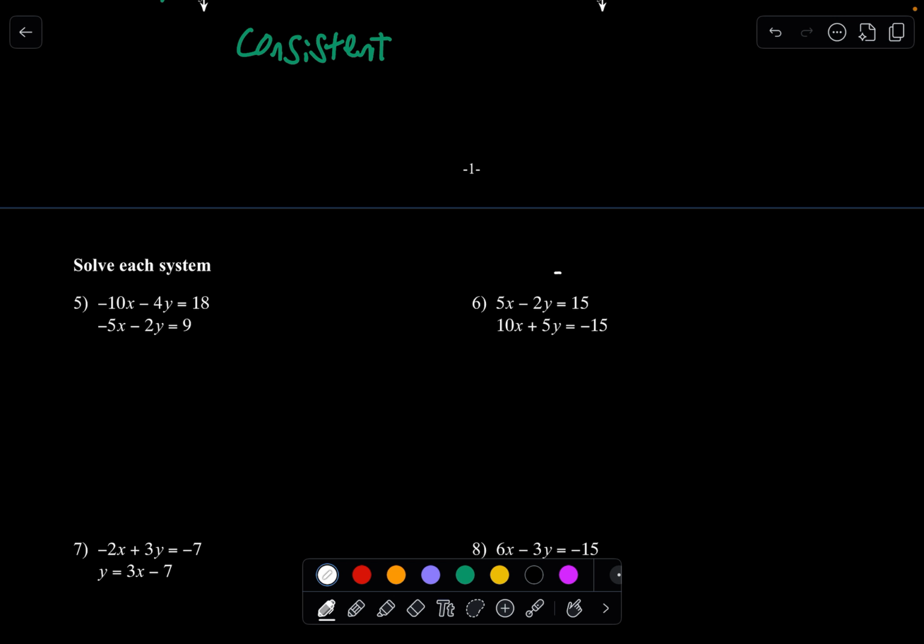So looking at number 5, there's a couple things you can do. You can realize that, hey, the top equation is just the bottom equation multiplied by 2. So basically that could clue you in that they're the same line.